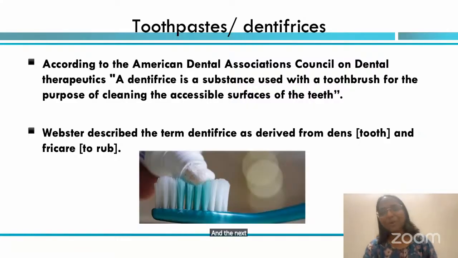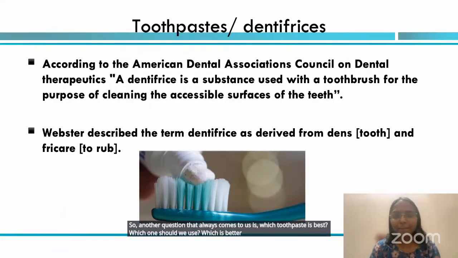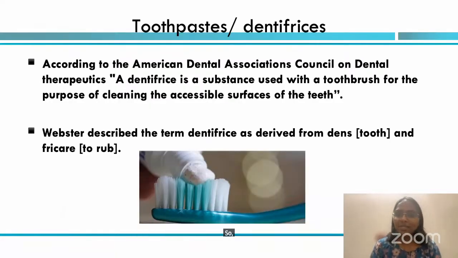And the next big weapon of oral hygiene is toothpaste, or dentifrice. Something which is rubbed onto the tooth to clean the tooth surface is a dentifrice, or in simple words, toothpaste. Another question that always comes to us is, which toothpaste is best? Which one should we use? Which is better for cleaning? Any toothpaste which has fluoride in it is very important, right?